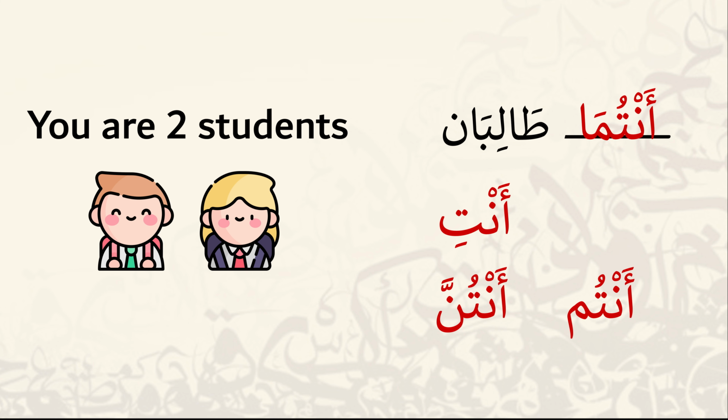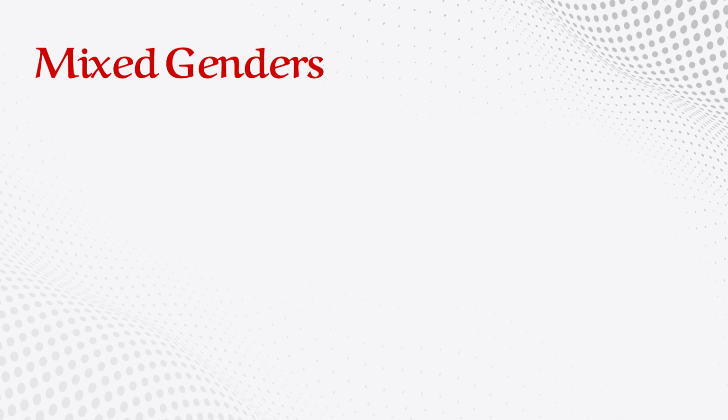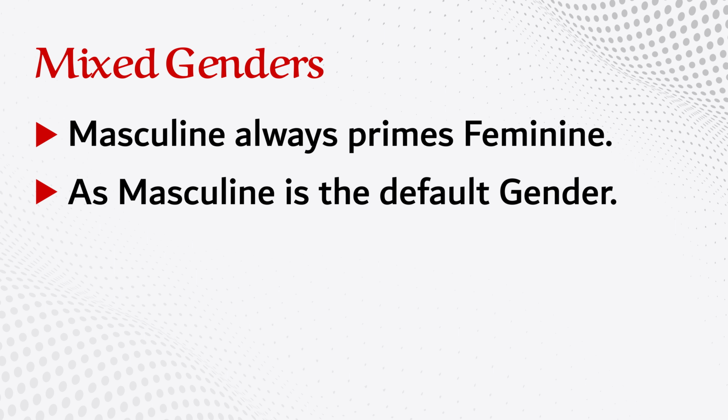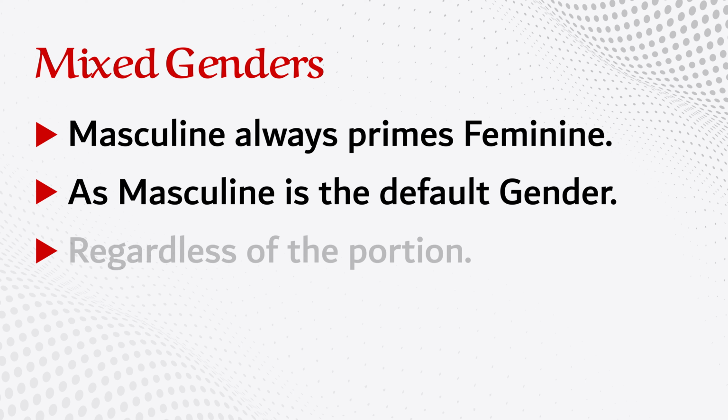Let me clarify this point. In case of having a group of both males and females, in this case, masculine primes over feminine. We will use the noun, pronoun, adjective, or even verb conjugation for masculine. Why? Because, as we said in the previous lesson, masculine is the default gender. So, we will use it in case of mixed genders, even if the number of males in the group is less than the number of females. Like having only one male and 99 females. Masculine will still prime over feminine.